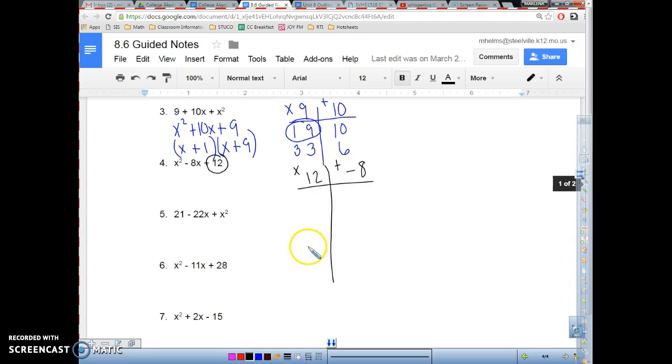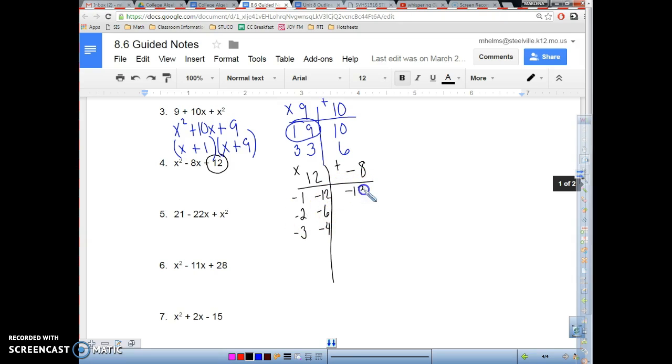So therefore, when I'm making my column here, these numbers have to be negative, because two negatives will multiply to give you a positive, but add to give you a negative. So you have -1, -12, -2 and -6, -3 and -4. And then when I go to my next number, 4 to try, it's already in my column, so I know I'm done. So let's add these.